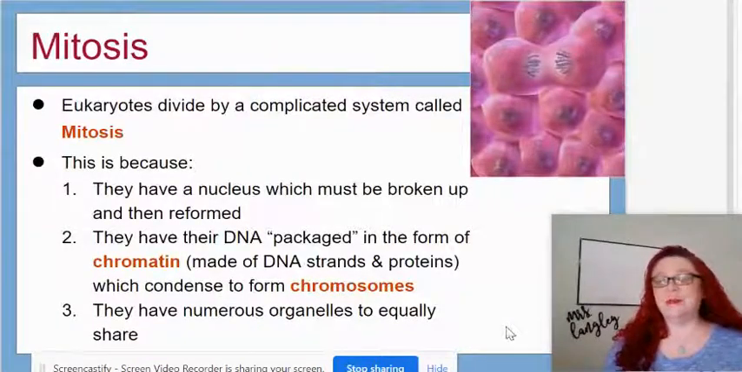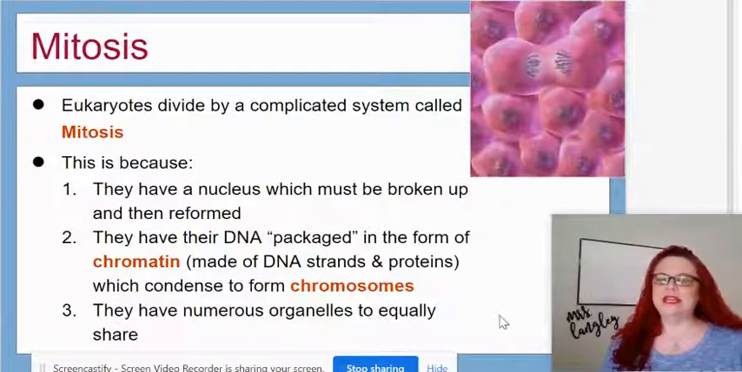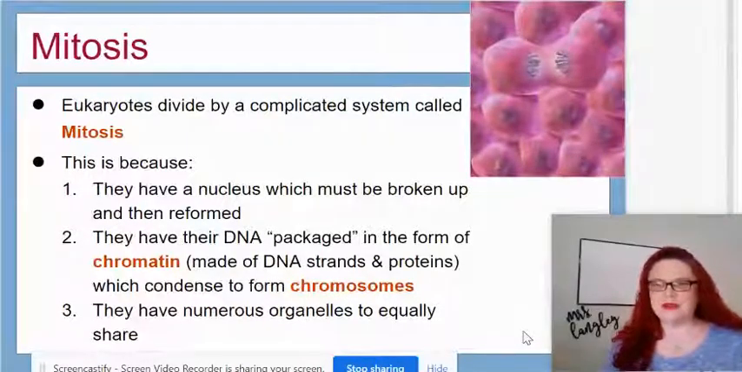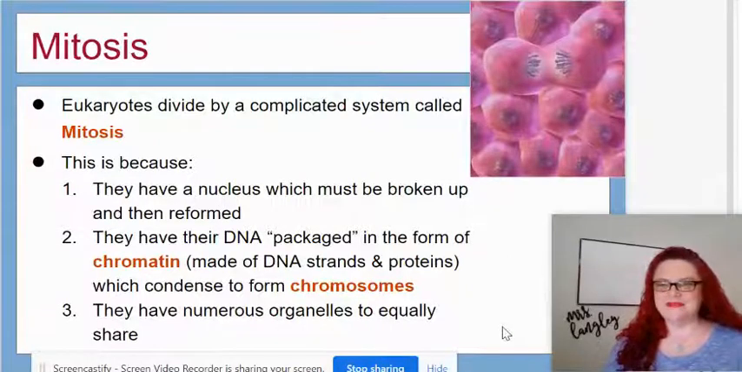Mitosis is done by eukaryotic cells only. This is because we are looking at dividing up the nucleus. Prokaryotic cells don't have a nucleus. In mitosis, we are making a copy and then separating the cells.